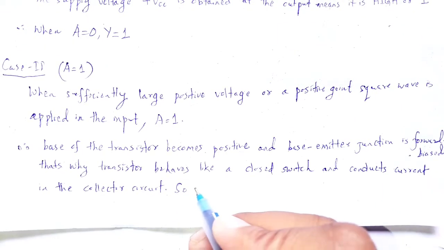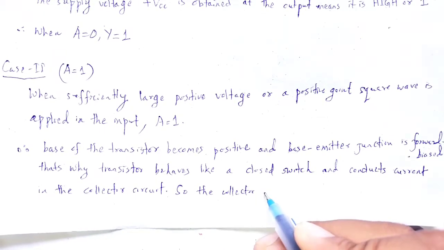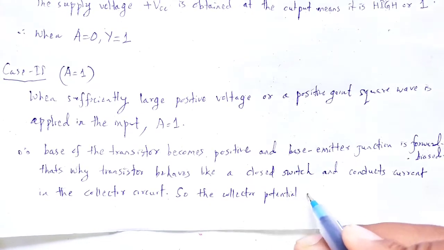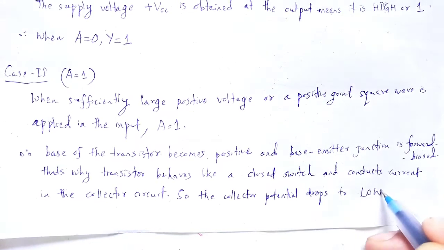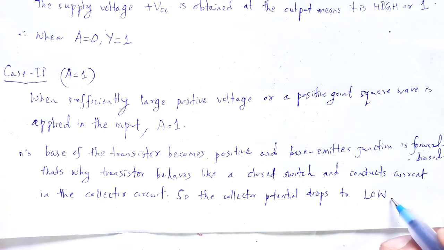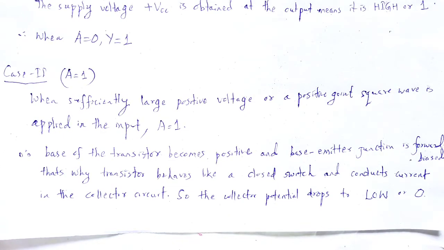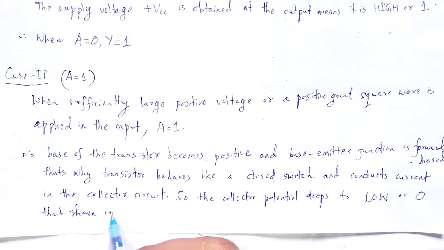Therefore, the collector potential drops to low, or we say it as 0, and that is shown in the output.